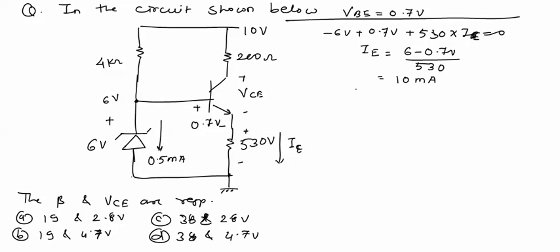Now once IE is calculated, we know that IE is equal to IC plus IB, and IC is equal to beta into IB, so it will be beta into IB plus IB, which equals 1 plus beta into IB. Now IB will be calculated as, sorry, beta is not given in this problem. We cannot use this equation, beta is not given.